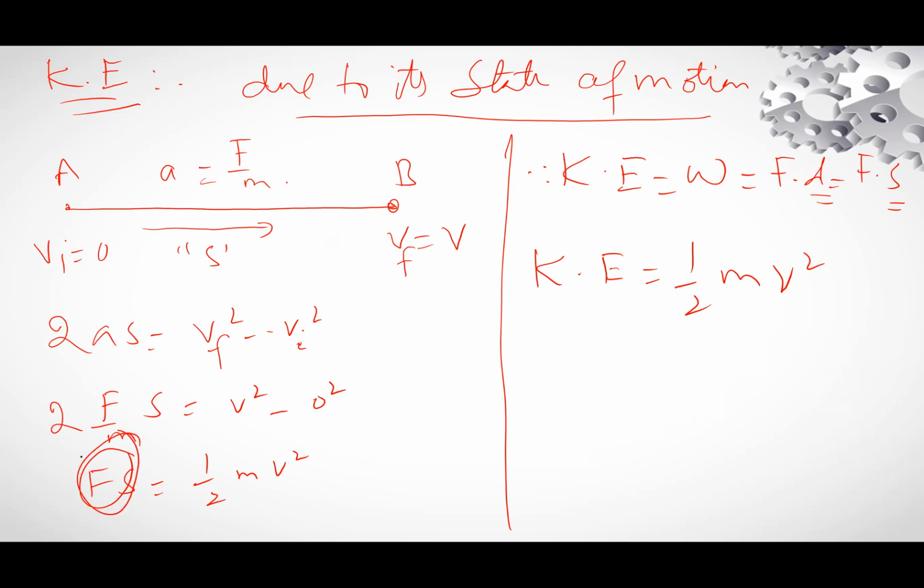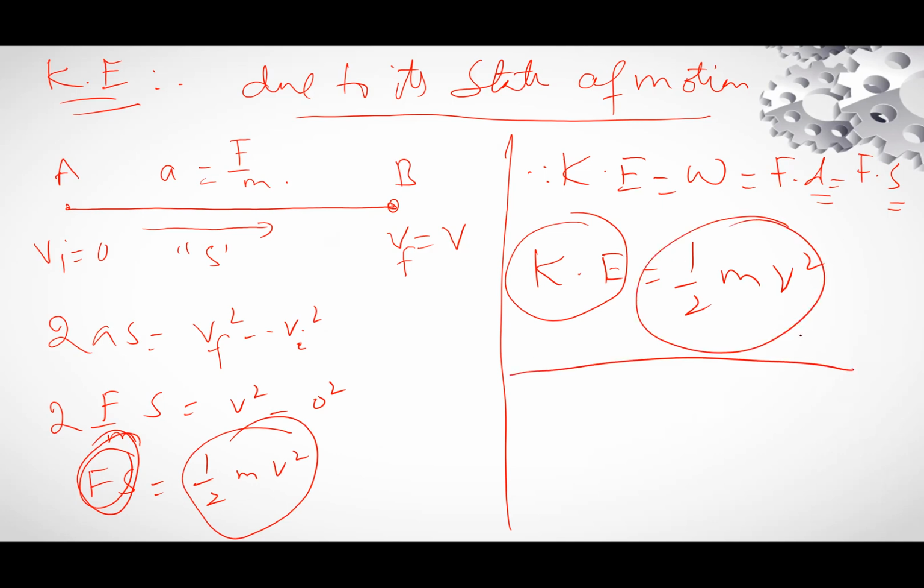In place of Fs, you write kinetic energy, and in place of half mv square, you will write the same. This is an equation to find the kinetic energy. So kinetic energy is due to state of motion, and potential energy is due to state of rest, due to some certain height.